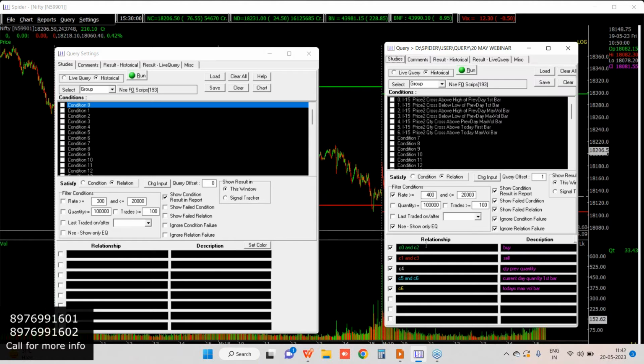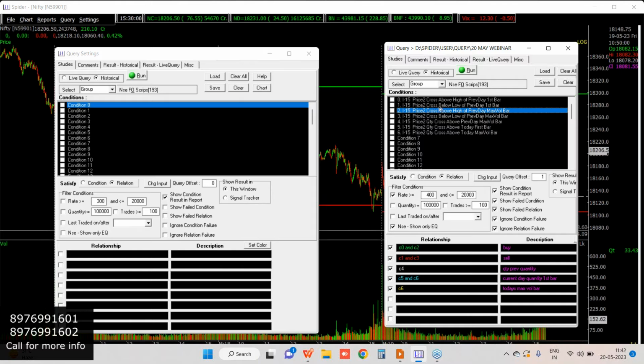So in the relationship column, you can see C0 and C2. What C0 and C2 means is condition 0, which is the high breakout of previous day first bar, and the maximum volume bar, this is the C2. So I merged these 2 conditions. What result it will give me is, if the first 15-minute candle is a high volume candle, whenever that candle's high is reached, you'll get the results in that window.